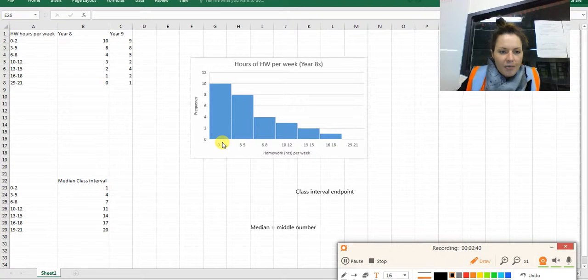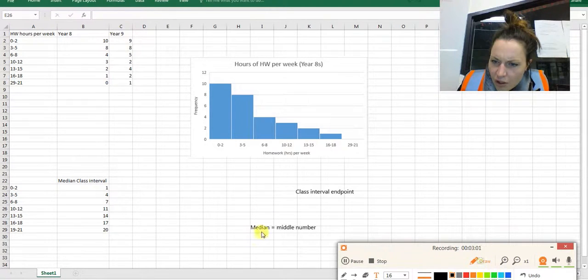For most of you it would be relatively easy because your ranges are quite small. You can have a look at your data and identify the middle number. So if I'm looking at 0 to 2 as a class interval, I know that the middle number is 1, and so on and so forth. So I'm just going to fix that up.